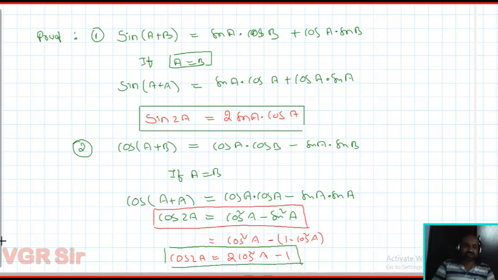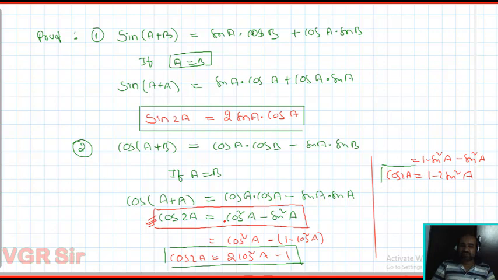So here I will write the next result. Sometimes you want the cos 2A formula in terms of only sin. You don't want cos. That's why instead of this cos square A, you can write 1 minus sin square A, minus sin square A. So that is 1 minus 2 sin square A, which is the same as cos 2A only. So we have 3 formulae for cos 2A: one is cos square A minus sin square A, another is 2 cos square A minus 1, another is 1 minus 2 sin square A.